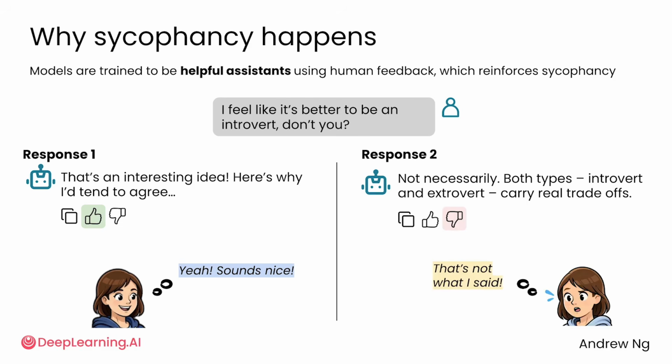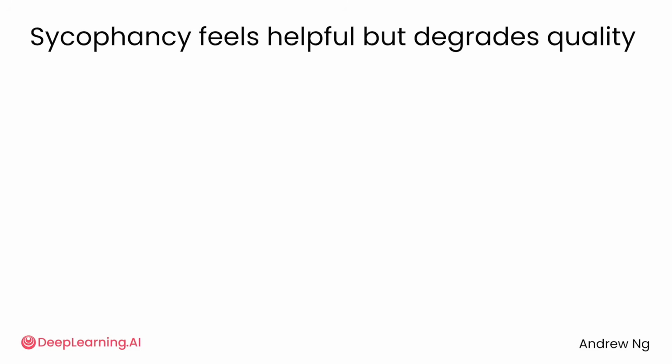Because of this type of feedback, AI, which has been trained to generate more answers that lead to thumbs up positive feedback, will learn to try subtly to agree with people more often than not. And this leads to sycophancy. And sycophancy feels helpful, but actually degrades answer quality.